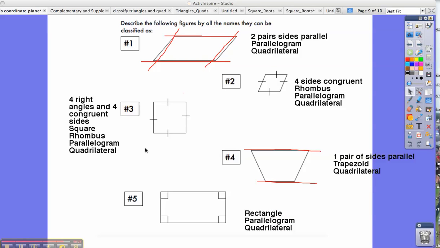So if we think about the different types of quadrilaterals, we are going to create a quadrilateral quad sheet together in small group on Thursday. So you'll be able to see them in a different manner, organized a different way.